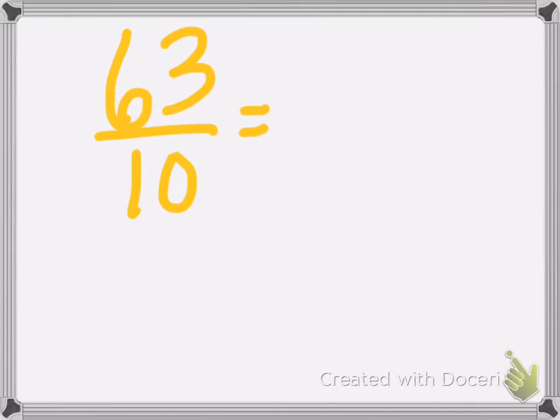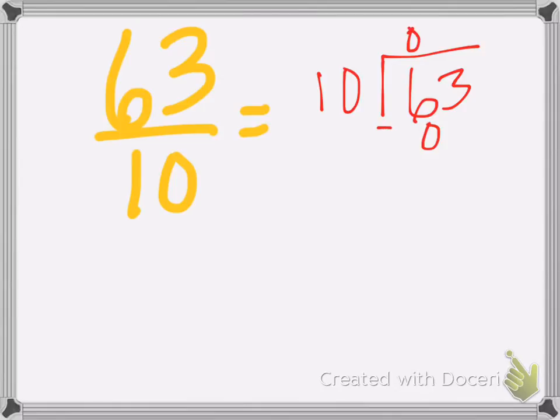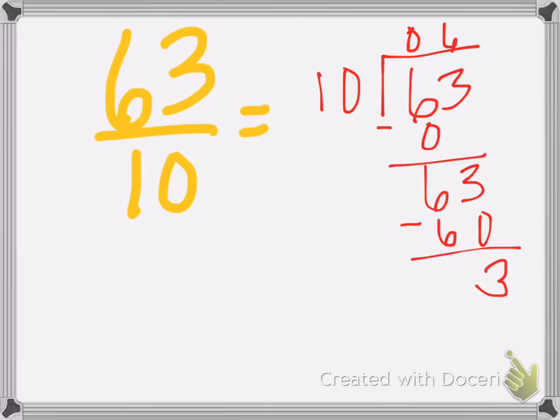The last problem is 63 over 10. Again, what goes inside the house? Numerator. So the 63 would go inside the house. 10 would go on the outside. Just do my regular long division, the algorithm we learned last week. That goes 6 times. That's 60. Subtract that. I have 3 left over.